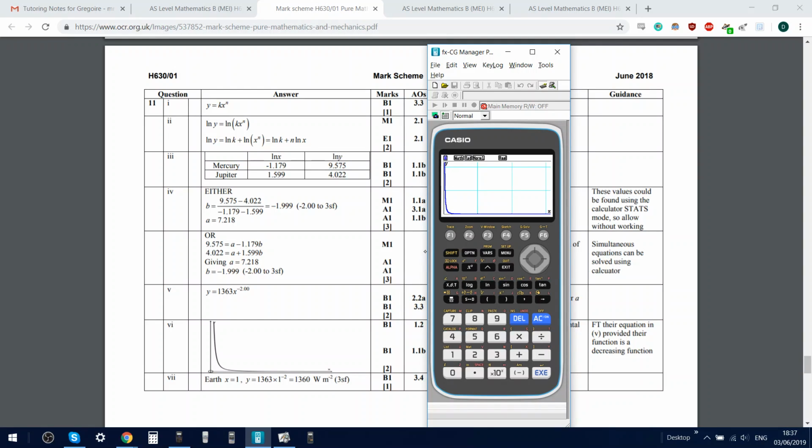For me, it goes in the negative part as well, if you click left on the calculator. On the left side or down? On the left, so it goes negative x, but positive y. I don't know why that is. And y equals 1363x to the minus 2. I'll write it again, 1363x to the minus 2. Zoom auto. Yeah, it goes on both sides.